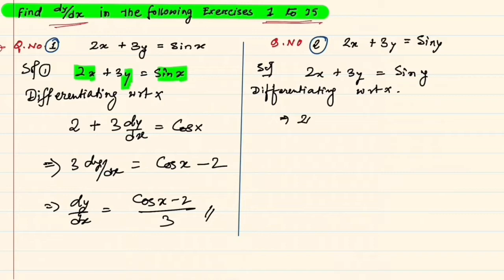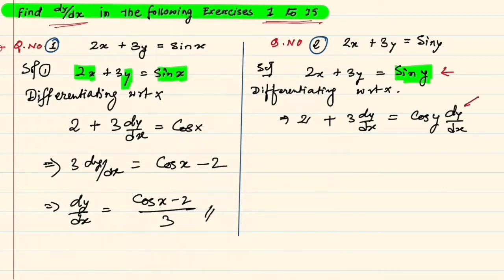We will get again 2 plus 3 dy/dx, and the derivative of sin y, it is a function of y, so the derivative of sin is cos, isn't it? So here it is y, so it will be cos y, then again dy/dx. As this one is not a function of x, we have to write dy/dx. So that means we need to differentiate y again here.